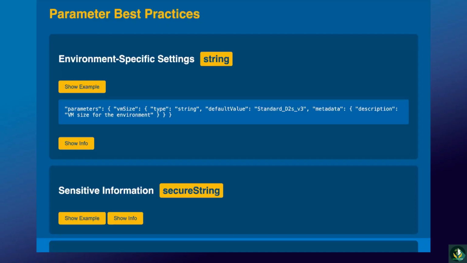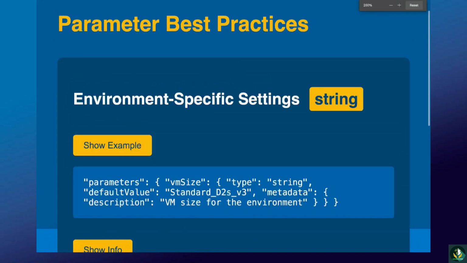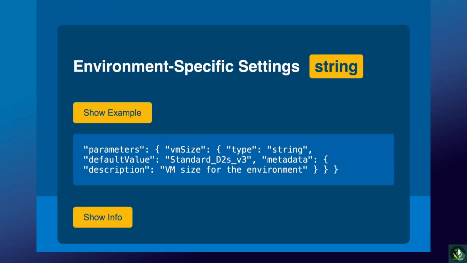Next, in this example, let me make it larger like so. We specify the default value, which is set to Standard_D2s_v3, which is a reasonable default for many scenarios. So it simplifies deployment by reducing the number of inputs required from the user, defaulting to this one. And it also acts as a fallback if the user does not provide a specific value here. It ensures the template works out of the box without requiring extensive customization.